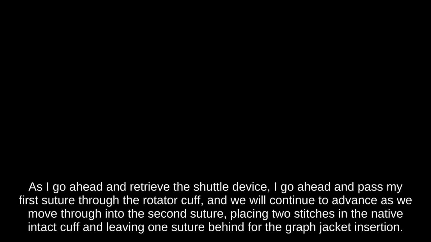With a grasping clamp on the intact cuff, I identify the appropriate position for rotator cuff repair and begin our first anchor repair using a shuttle technique. As I retrieve the shuttle device, I pass my first suture through the rotator cuff, and we will continue to advance as we move into the second suture, placing 2 stitches in the native intact cuff and leaving 1 suture behind for the graft jacket insertion.